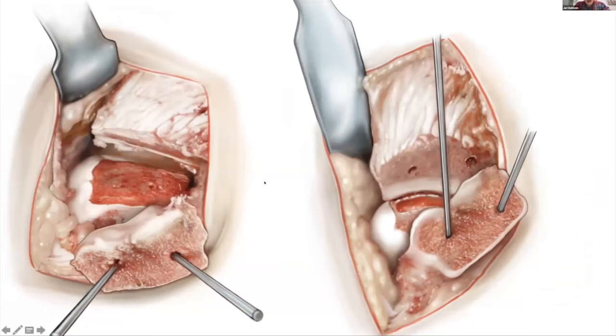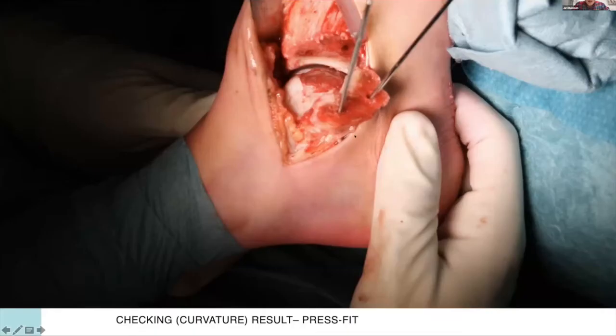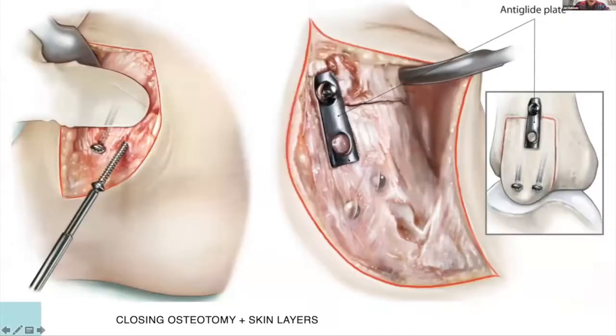So this is how it looks after putting the autograft from the iliac crest press fit into the talar dome. And you can see that the curvature is actually similar to what the talar dome looks like. After that, we close the osteotomy and also the skin layers.